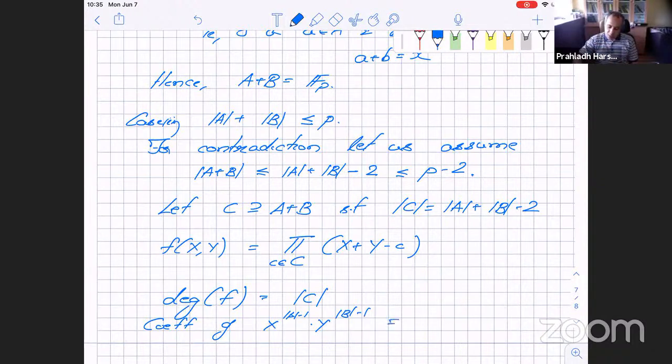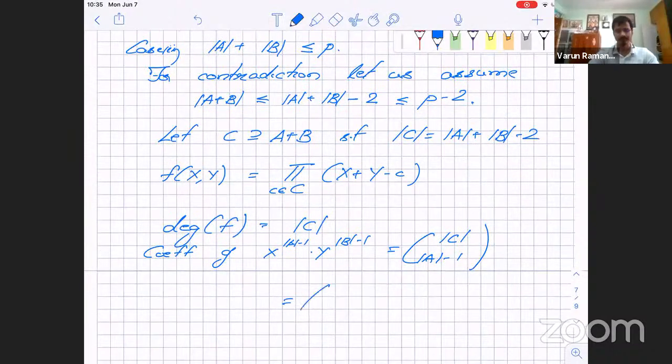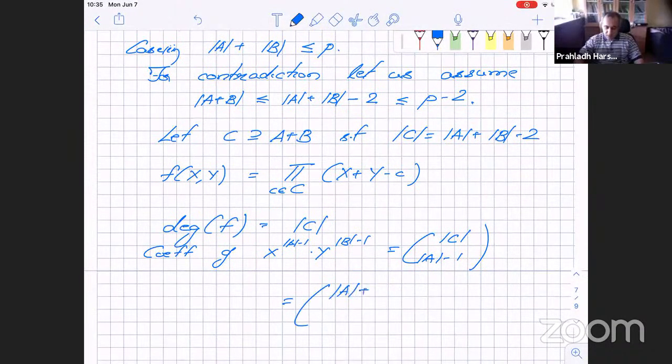So this is exactly equal to size of c times size of a minus 1. C choose a minus 1. These are the number of guys you pick. This is exactly a plus b minus 2 choose a minus 1. Now this is not equal to 0 in Fp.